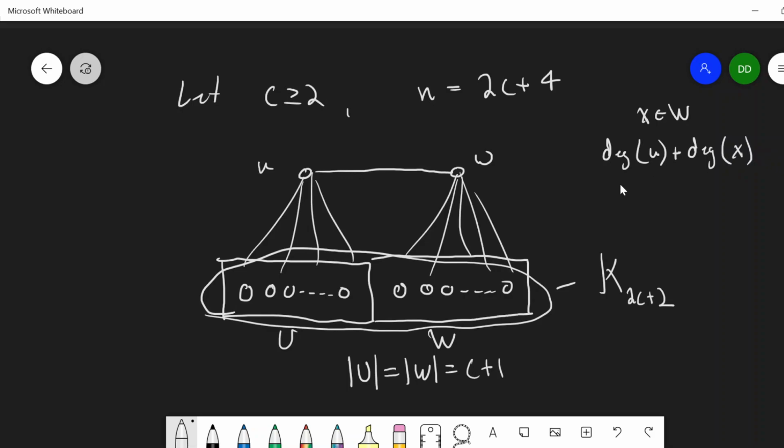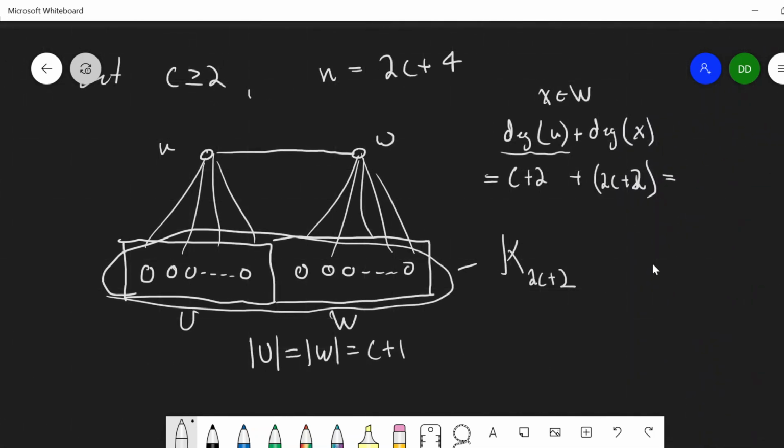And honestly, by symmetry, we don't have to check the other case. We'll just check that. So degree of u, it's adjacent to these c plus 1 vertices, and then w, so that's c plus 2, plus the degree of the vertex down here. So it's in a complete graph K_{2c+2}, so it's adjacent to 2c plus 1 other vertices in its little complete graph down here. And then it's also adjacent to w. So it's 2c plus 2. And so that's a total of 3c plus 4.